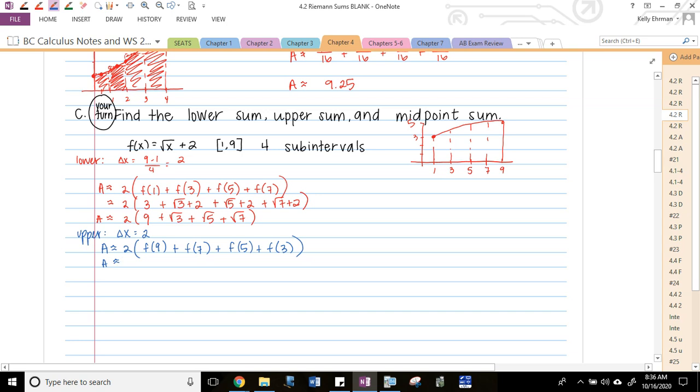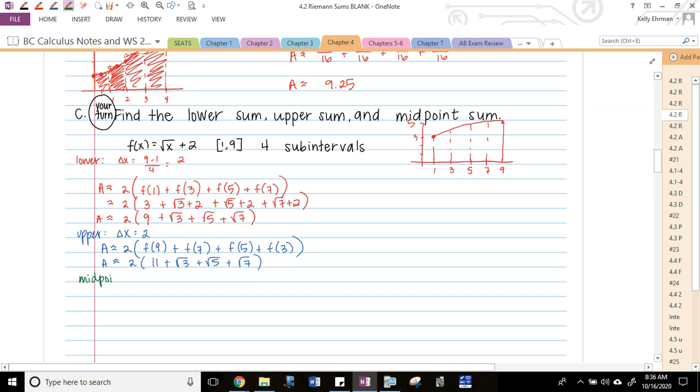Again, in interest of time, plugging in all of these values and simplifying, it should come out to 2 times 11 plus radical 3 plus radical 5 plus radical 7. Hopefully we find this value in a calculator to be larger than the lower. And then finally we can do midpoint.